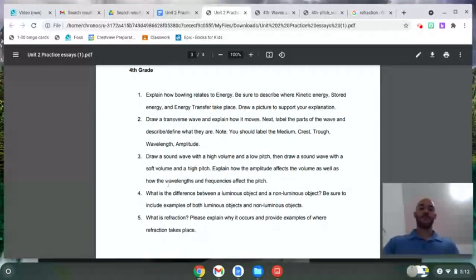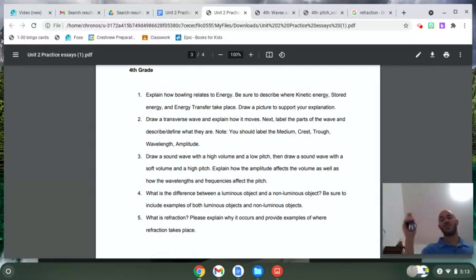Let's see what else. What is the difference between a luminous object and a non-luminous object? Be sure to include examples of both objects. A luminous object is an example like a flashlight. A luminous object is able to create and emit, give off its own light. So we have a light bulb up above here. The light bulb is giving off its own light. A flashlight gives off its own light.